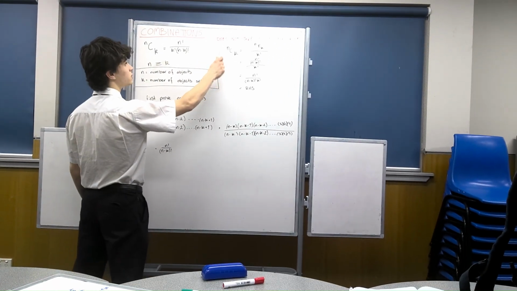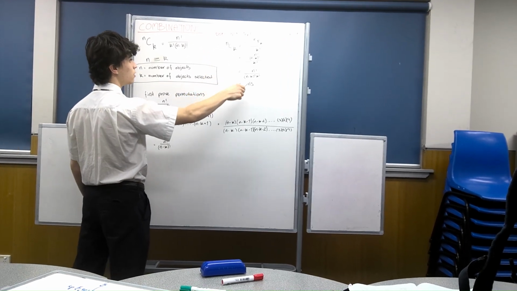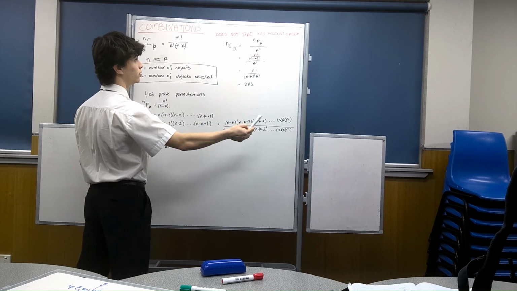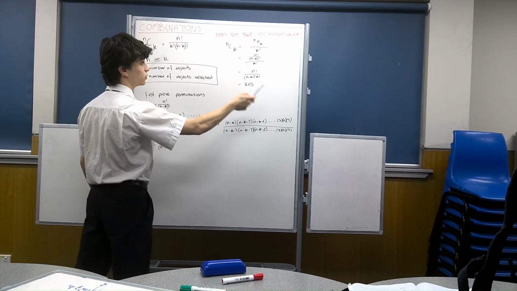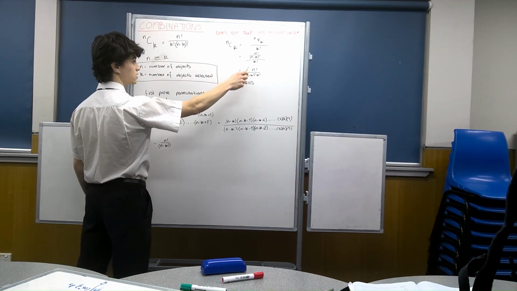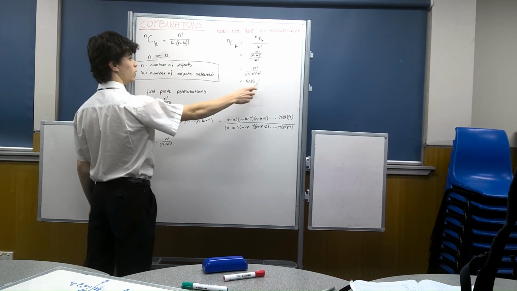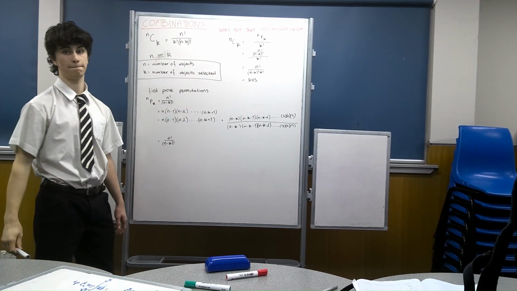However, combinations do not take into account the order. So, to get rid of order, we divide by k factorial. And this gives us n factorial over (n minus k) factorial, over k factorial, which is what we know as the binomial coefficient.